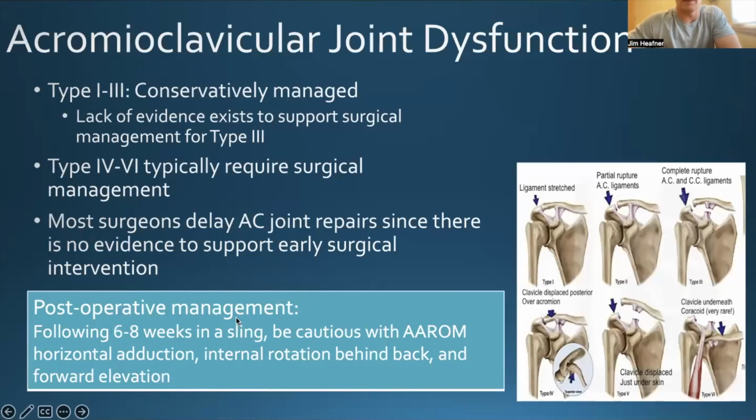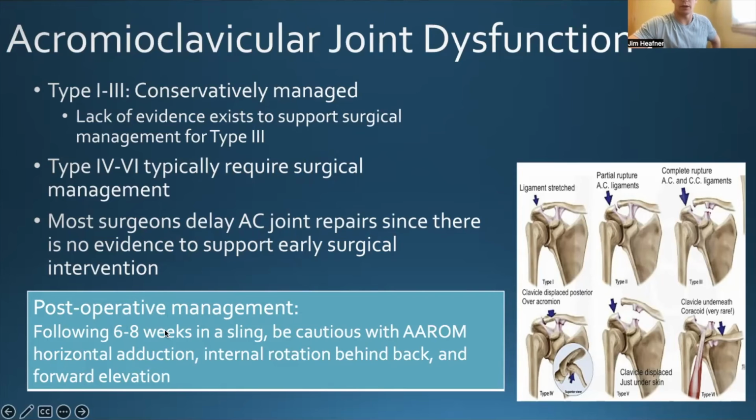A type 6 is pretty rare. Types 1 through 3 do well with conservative management. A lack of evidence exists to support surgical treatment for type 3. So 1 and 2, conservative all the way. Type 3 still is conservative. Some people, at that point, you're kind of going back and forth, but just know that there's a lack of surgical evidence even at that level, type 3. 4, 5, and 6, because of the degree of instability and the degree of ligament tearing, are going to require surgical management.